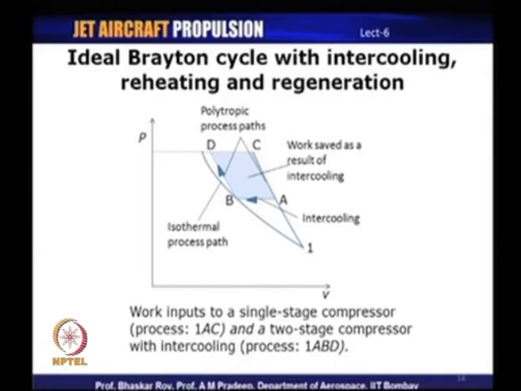Of course, it is also known that you cannot have an infinite number of stages of intercooling due to practical limitations. But even if we were to have a finite number of stages of intercooling, let us say 1 stage, 2 stages and so on, it will still have a work requirement which is lower than what an ideal simple Brayton cycle requires. So, intercooling is one way in which we can reduce the work required for compression, and that is one of the ways of modifying a simple Brayton cycle so as to get a better performance.